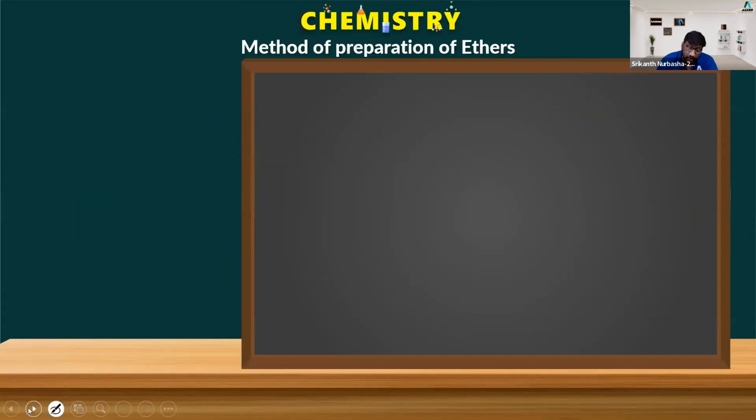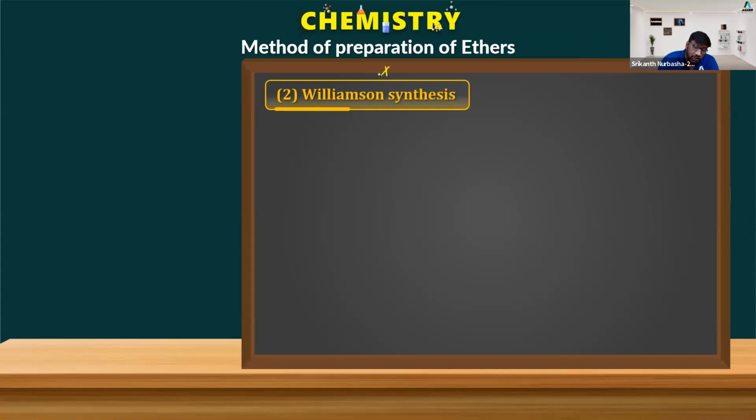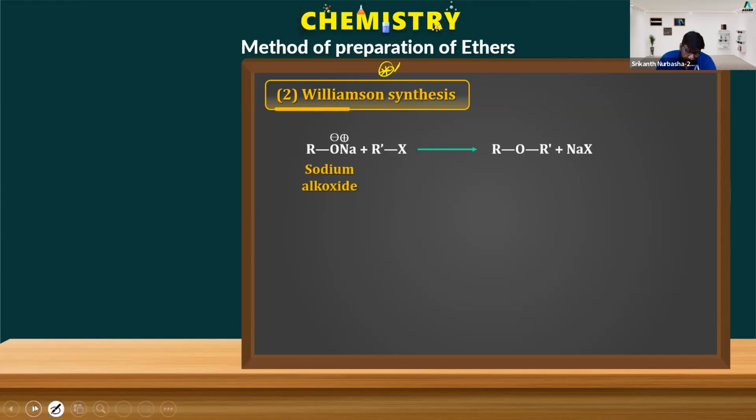Second method, the famous method of preparation of ethers, Williamson synthesis, we all know. Williamson synthesis means the alkoxide is treated with alkyl halide to form the respective ethers. Like sodium alkoxide and alkyl halide, you will generate ether and NaX. And the alkyl halide has to be primary or methyl. Why? What happens if I take secondary or tertiary?